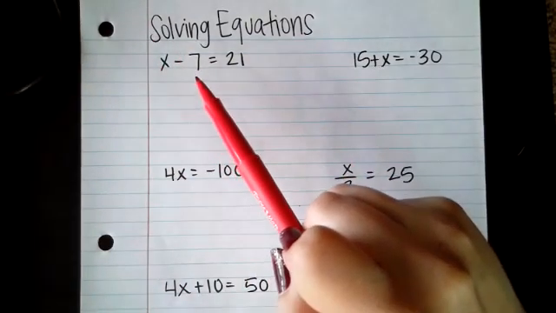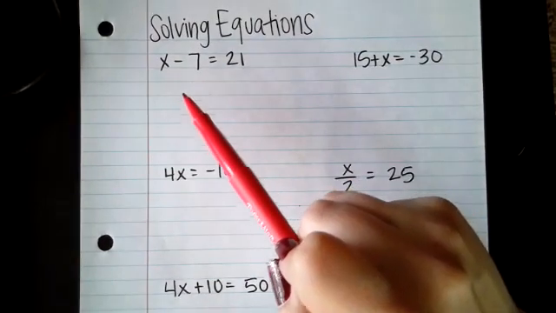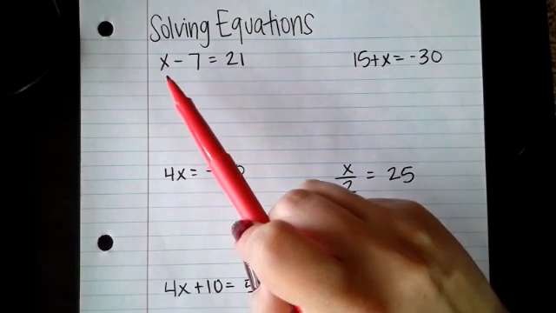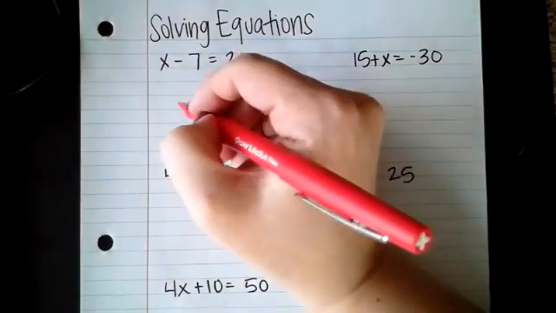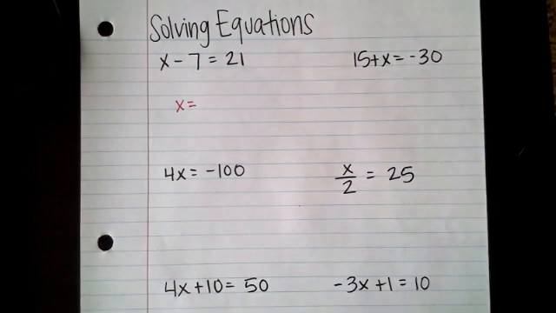So our constant is 7. And the way that we're going to get rid of it, okay, remember the goal is we're trying to figure out what x is equal to. We're trying to figure out what x is equivalent to. We're trying to get x by itself on one side of the equation. And we're going to use those properties of equality to kind of undo what's happening here.